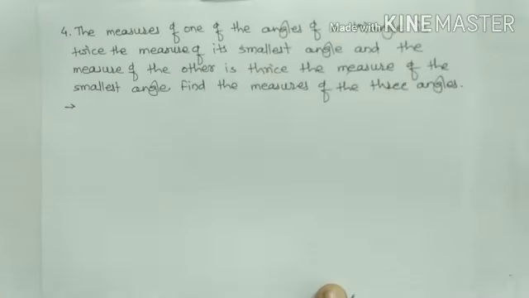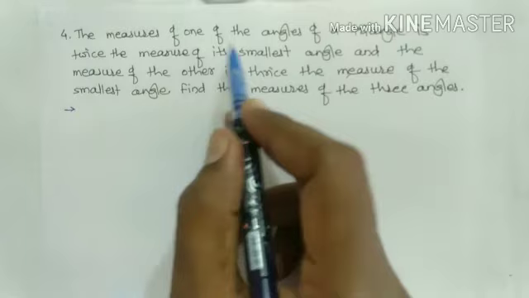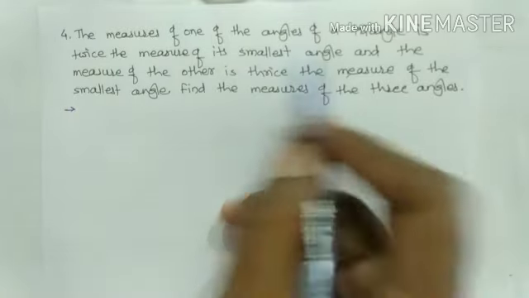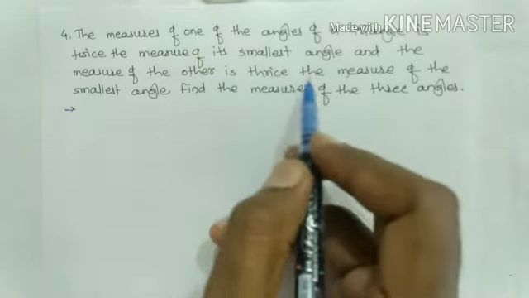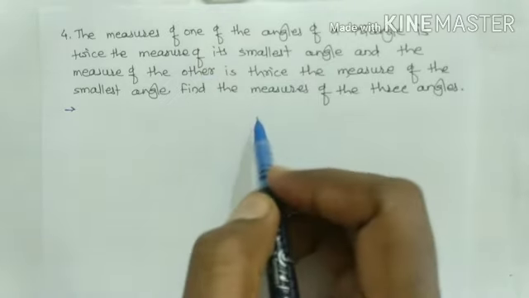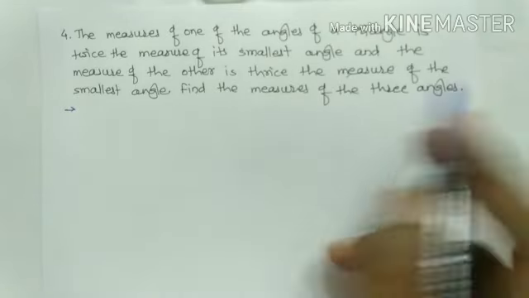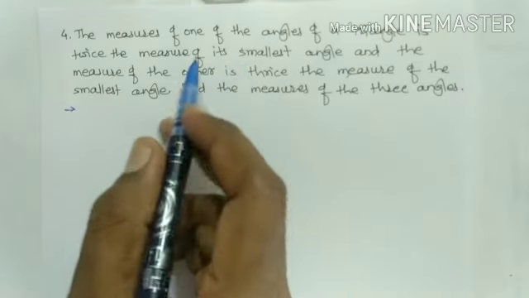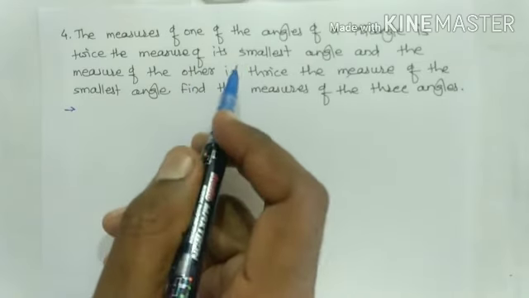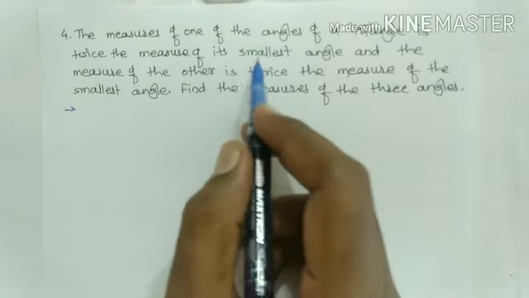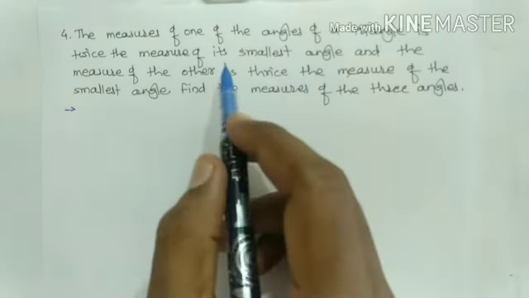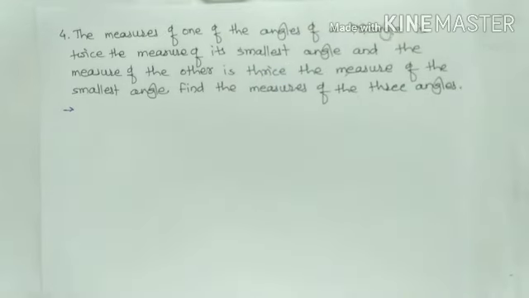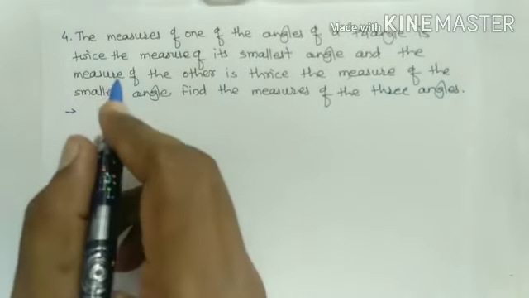Now the next example is example number 4. The measure of one of the angles of a triangle is twice the measure of its smallest angle, and the measure of the other is thrice the measure of the smallest angle. Find the measures of the three angles. See, the relation between the measures of the angles is given. The measures of the two angles are given in terms of the smallest angle, that is, the measure of one angle is twice the smallest angle and the measure of another angle is thrice the smallest angle. So here we take a variable for the measure of the smallest angle.